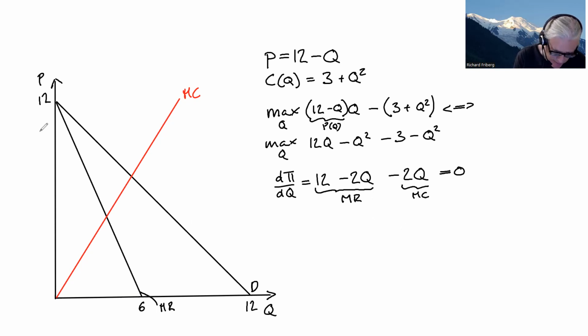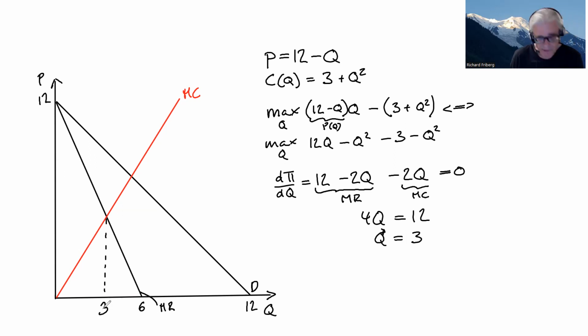We could calculate it. So what do we have? We have, collecting terms here, 4Q equals 12 minus 2 minus 2, or that Q star equals 12 divided by 4 equals 3. So the profit maximizing quantity is 3.